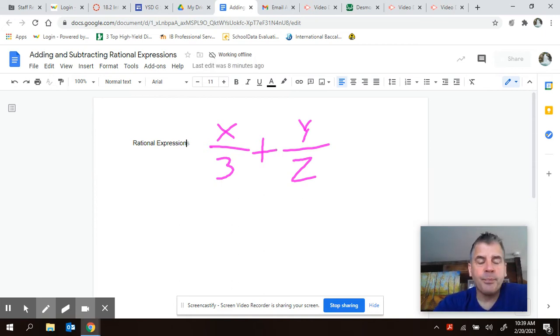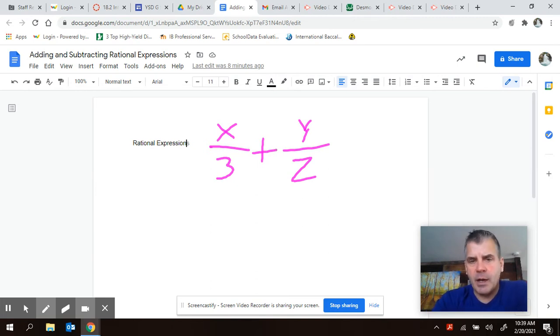All right, so first of all, we have to find a common denominator between those two. The common denominator between 3 and z is the multiplication of 3 and z. Now, some teachers teach little tricks on how to do that. I don't do that. I don't teach tricks. But what I do show you is what's really going on.